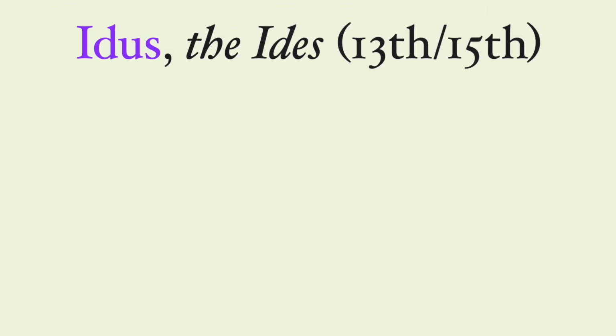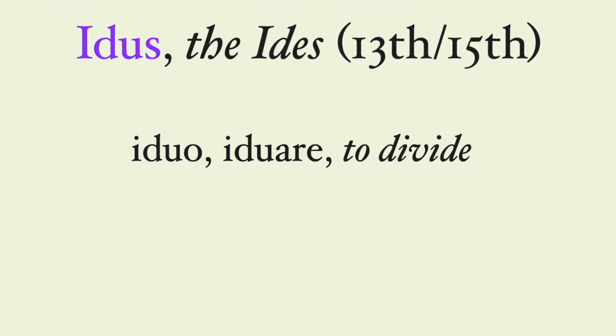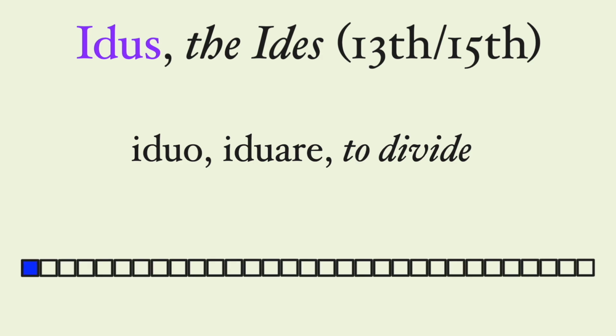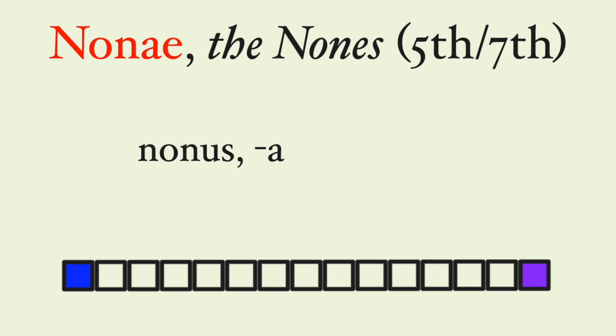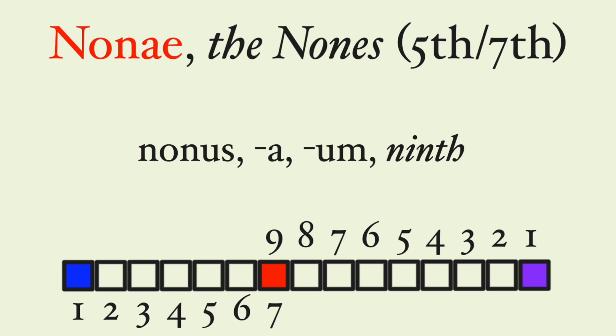Ides possibly comes from the Etruscan verb iduo, meaning to divide. So the Ides divides the month in half. And the Nones? Well, that comes from the Latin nonus, meaning ninth, since the Nones is literally the ninth day before the Ides, counting inclusively, of course.